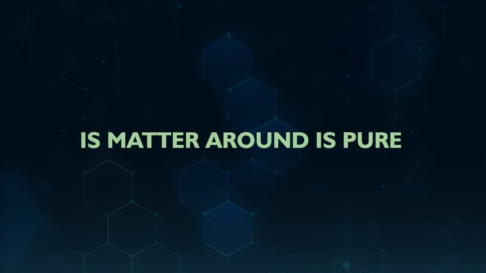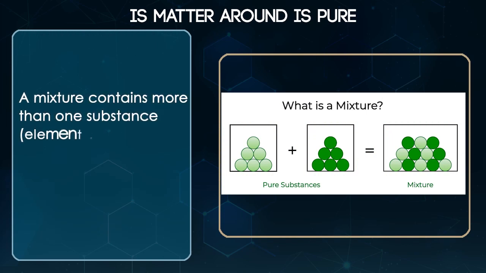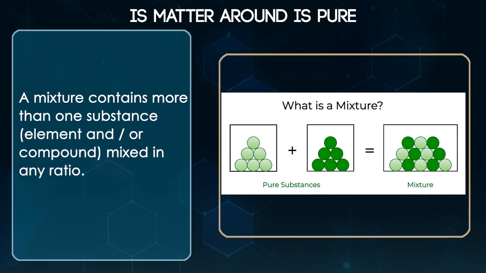Is matter around us pure? A mixture contains more than one substance, element and/or compound, mixed in any ratio.